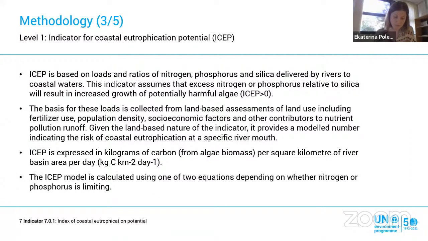The indicator for coastal eutrophication potential is based on loads and ratios of nitrogen, phosphorus, and silica delivered by rivers to coastal waters. This indicator assumes that excess nitrogen or phosphorus relative to silica will result in increased growth of potentially harmful algae. The basis for those loads is collected from land-based assessment of land use, including fertilizer use, population density, socioeconomic factors, and other contributors to nutrient pollutant runoff. Given the land-based nature of the indicator, it provides a modeled number indicating the risk of coastal eutrophication at a specific river mouth. Next slide, please.